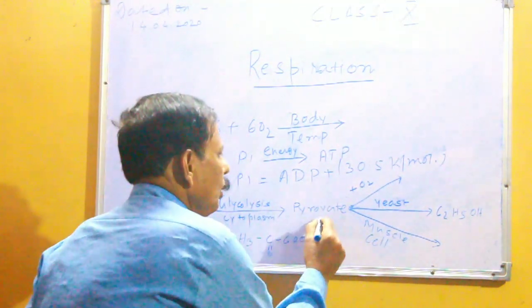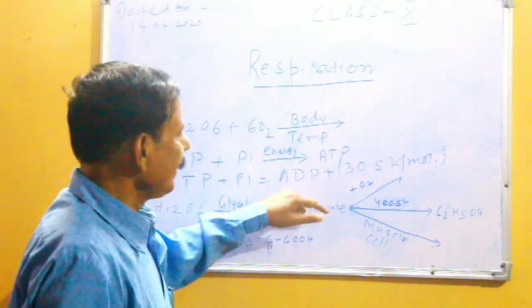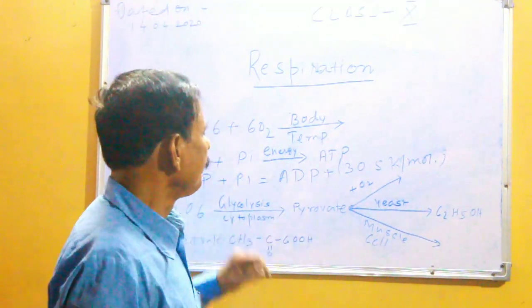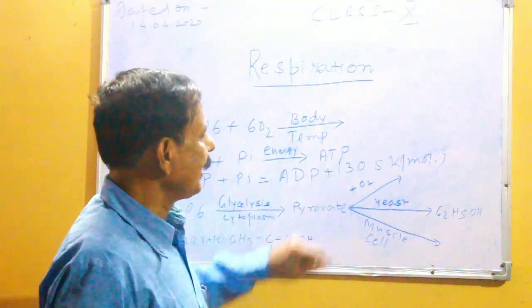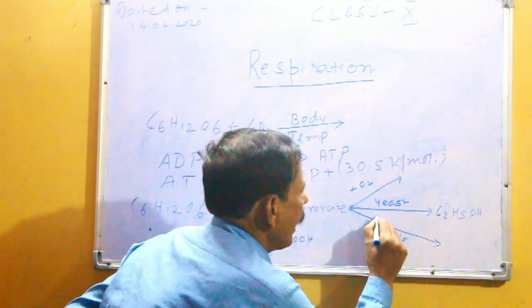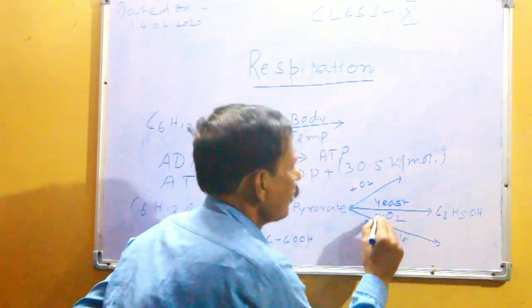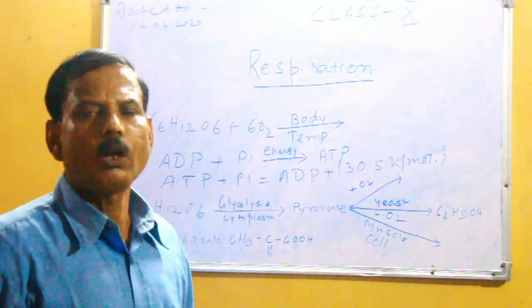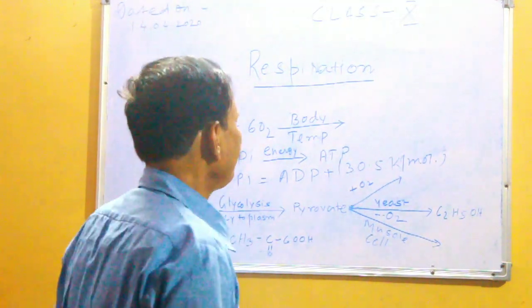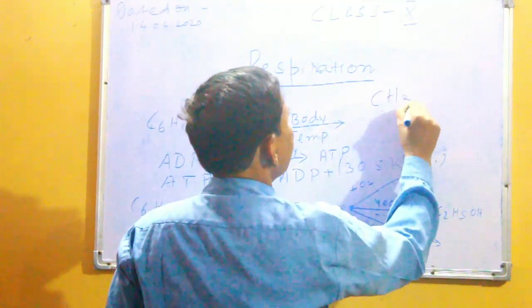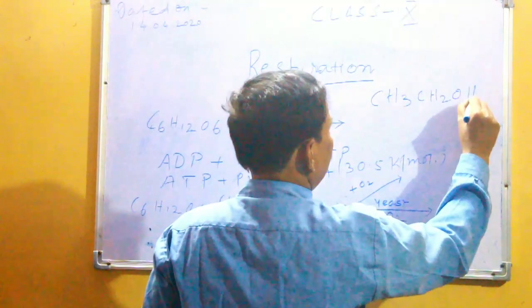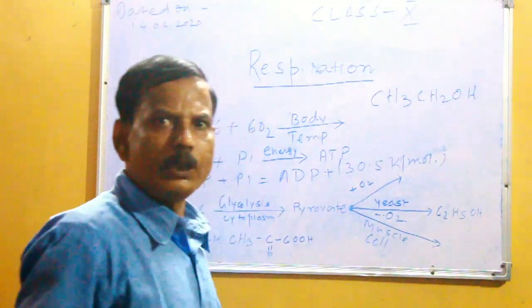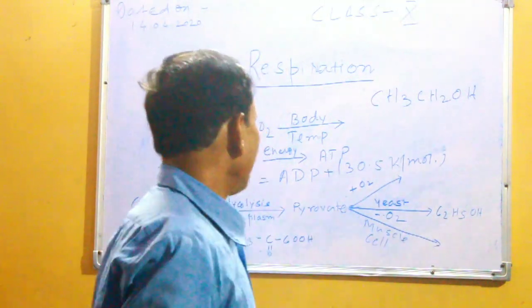But pyruvic acid again has a different fate in the absence of oxygen. In the absence of oxygen, pyruvic acid is easily changed with the help of yeast cells into ethyl alcohol or ethanol, C2H5OH, or CH3CH2OH. This is also another formula of ethyl alcohol.